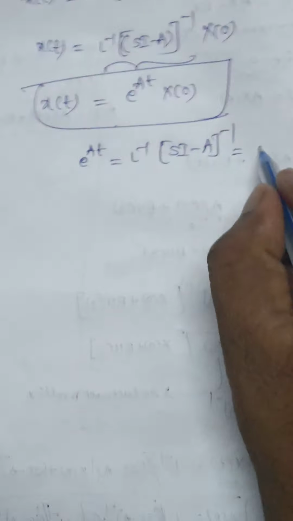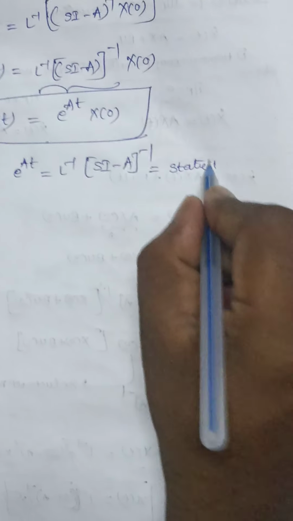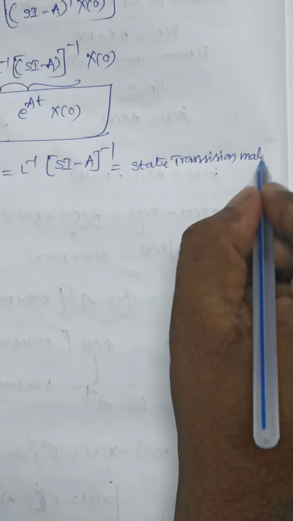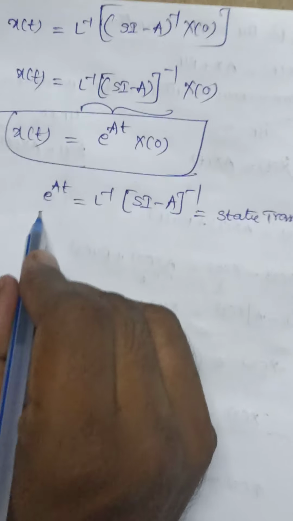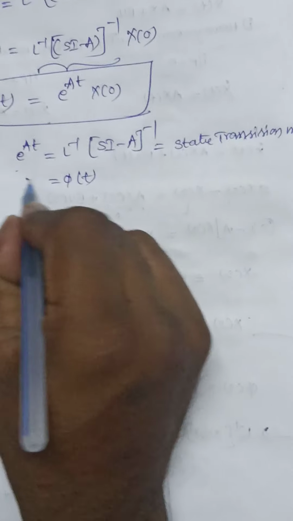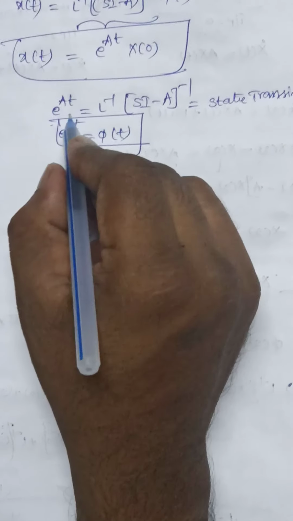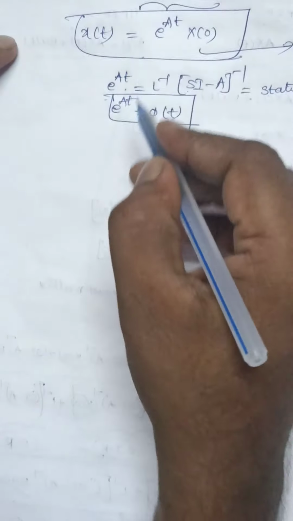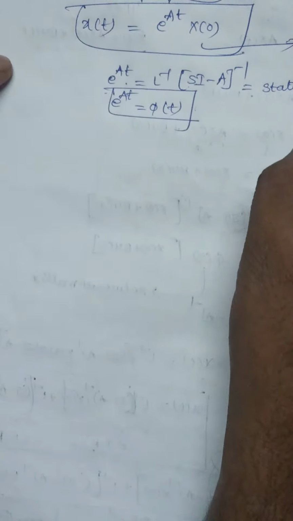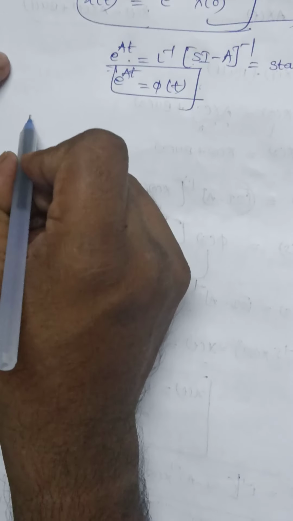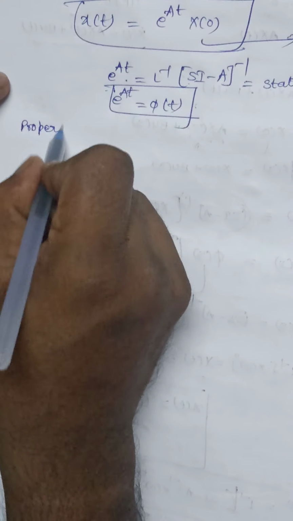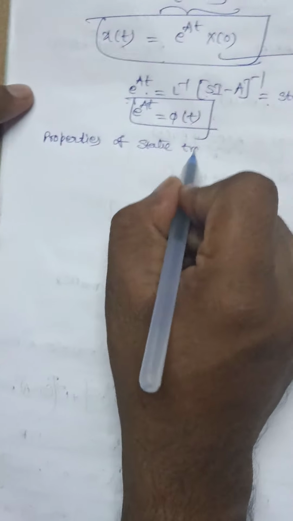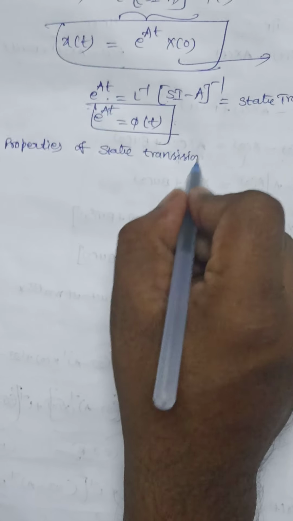So this matrix is called the state transition matrix, and this can be written as phi of t. e power At is equal to phi of t. e power At is nothing but L inverse of (sI minus A) whole to the power of minus 1. This is the solution for the homogeneous state equation, and also this is the state transition matrix. And next one is what are the properties of the state transition matrix.